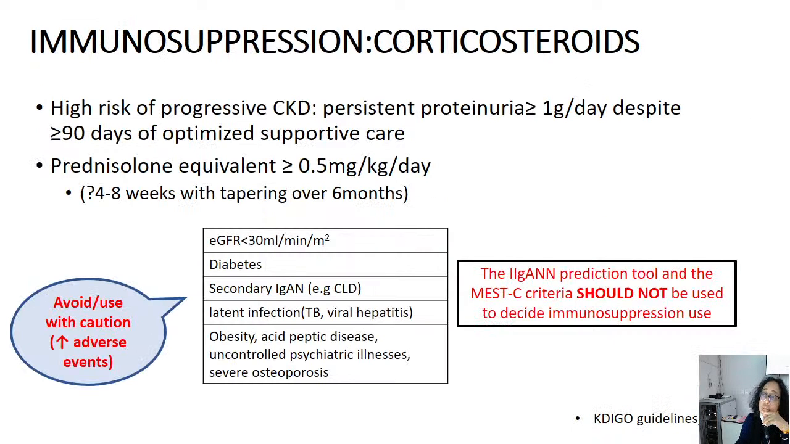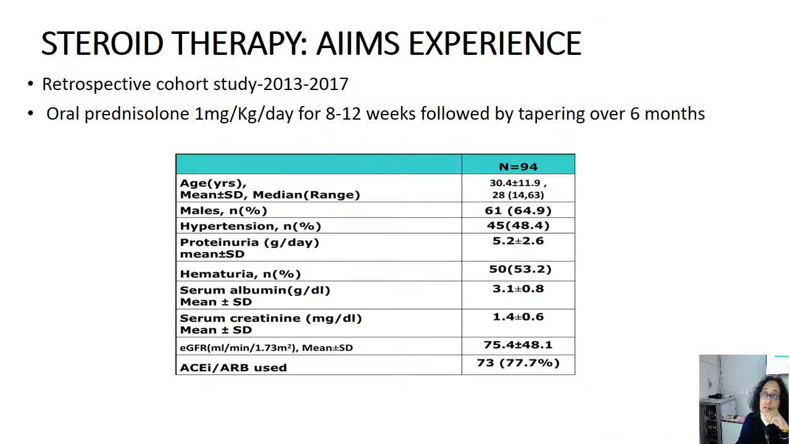Based on this, KDIGO said that if the patient has persistent proteinuria after 3 months of therapy, they should be given steroids, which should be avoided in patients who have a GFR less than 30, because even TESTING had only 26 such patients. Neither MEST nor the IgA prediction tool should be used to decide on treatment. So it should be very individualized.